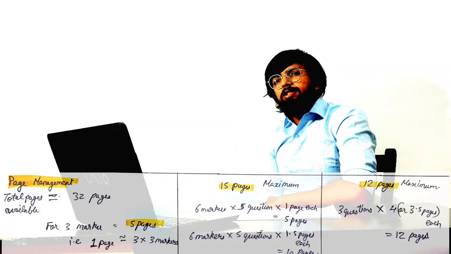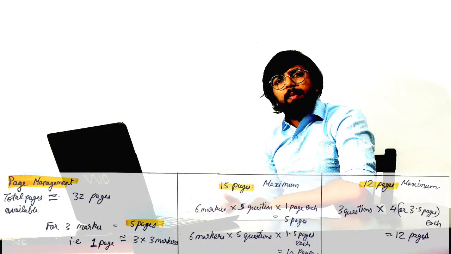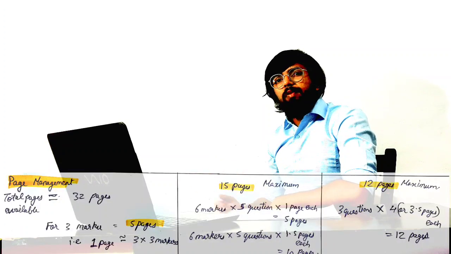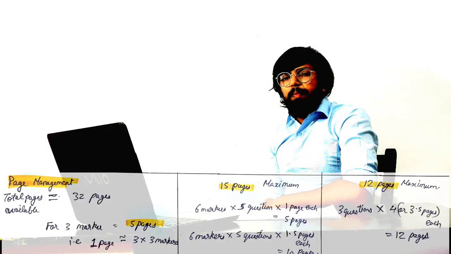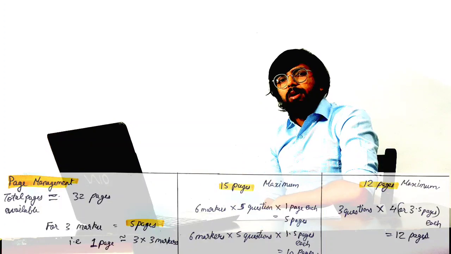So total is 20. Still we are left with around 12 pages. Equally divide those 12 pages into three 15 markers, that is 4 pages per 15 marker, and that will come around to your 12 pages. So total 32 pages. This is how we divide the total mathematics of 32 pages.